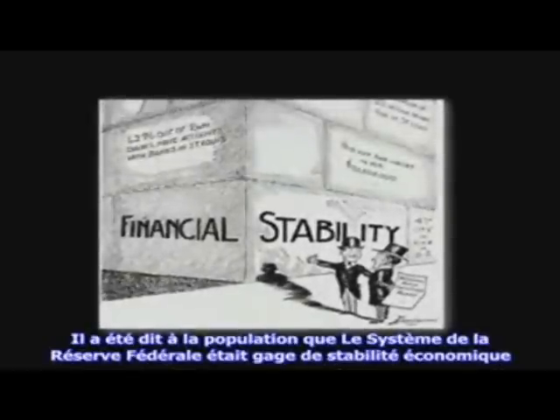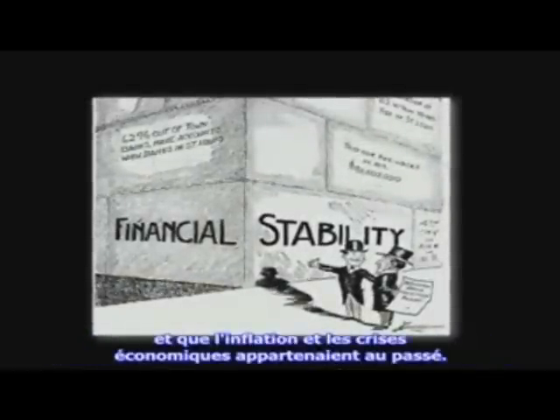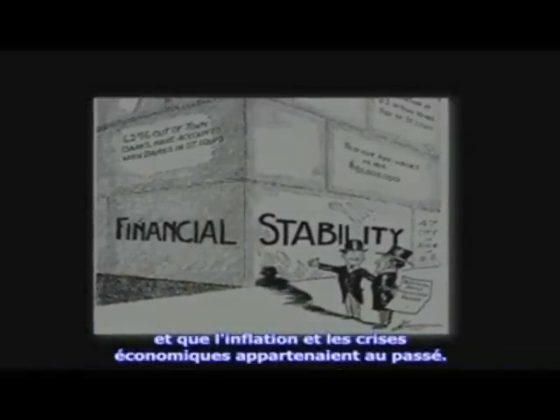Now, the public was told that the Federal Reserve System was an economic stabilizer, and inflation and economic crises were a thing of the past. Well, as history has shown, nothing is further from the truth. The fact is, the international bankers now had a streamlined machine to expand their personal ambitions.